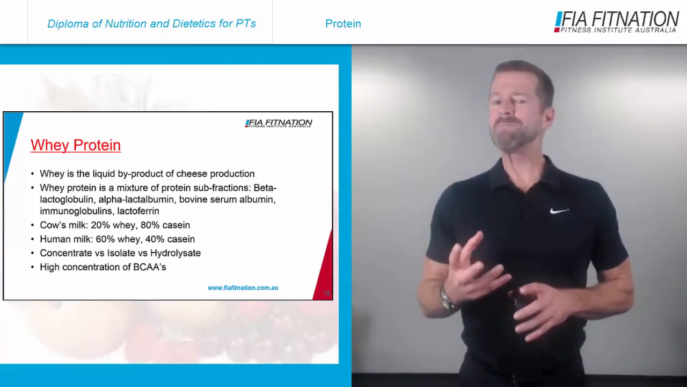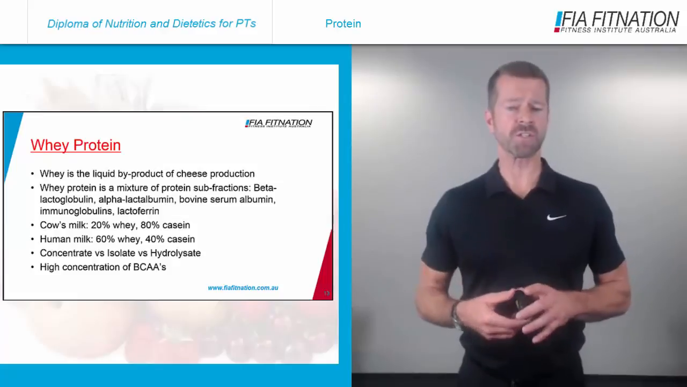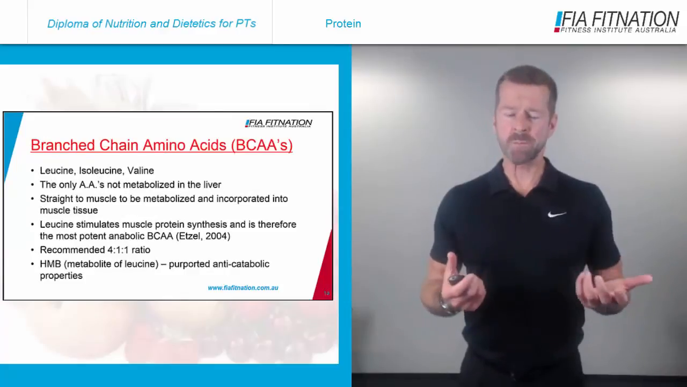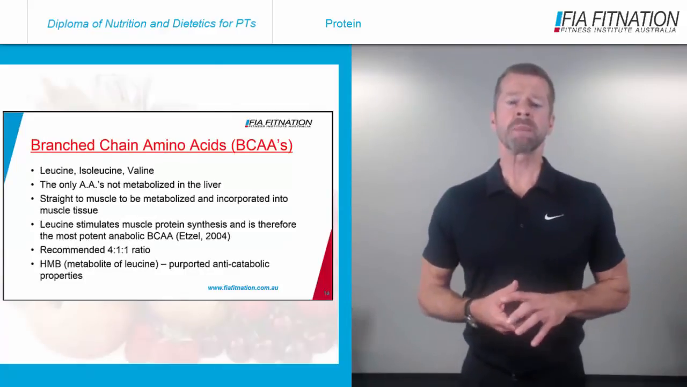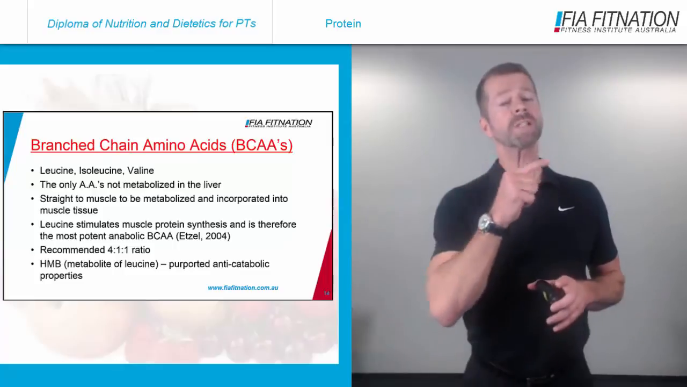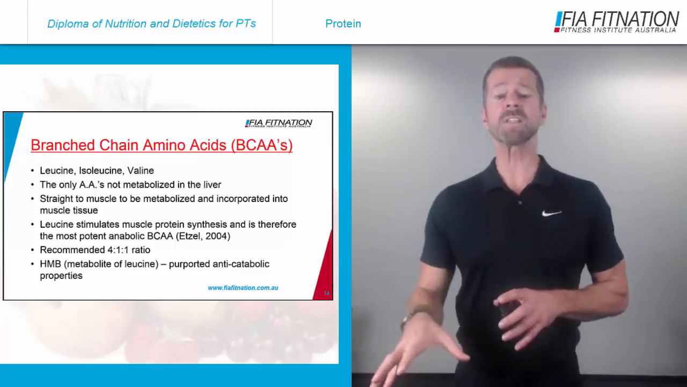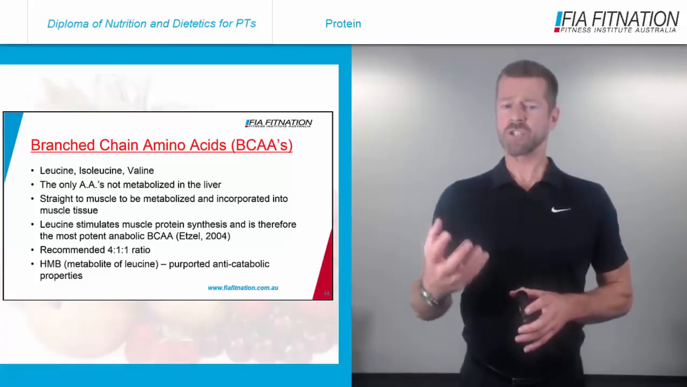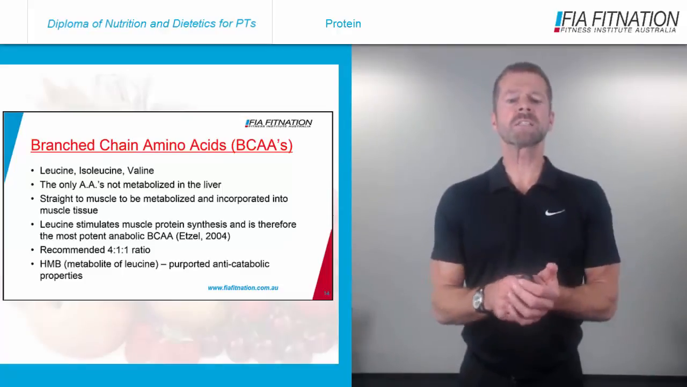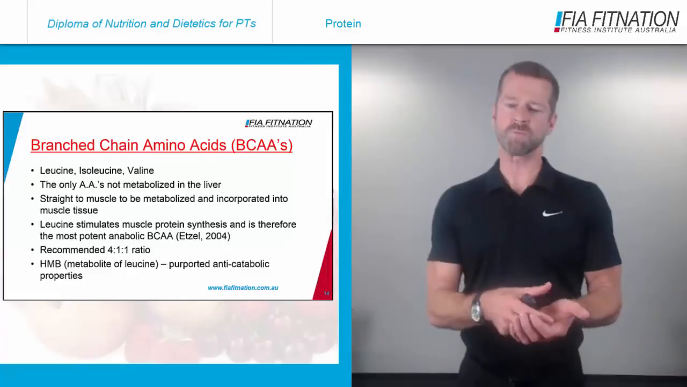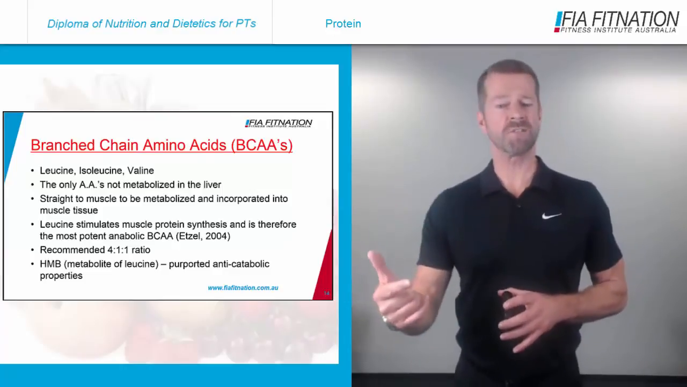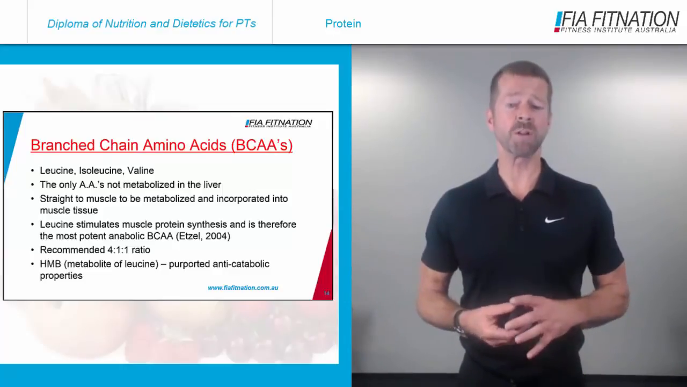So the great benefit of whey protein is it has really high concentrations of branched chain amino acids. Let's talk about what these branched chain amino acids are. Okay, so BCAAs, as most people refer to them, are leucine, isoleucine, and valine. I mentioned that earlier. They're actually the only amino acids that are not metabolized in the liver. So they bypass the liver and go straight into the muscle, and they get metabolized, incorporated straight into muscle tissue. Leucine, one of those branched chain amino acids, is considered to be the most important of all of them because it actually is the only amino acid that stimulates muscle protein synthesis and is therefore the most potent anabolic branched chain amino acid.